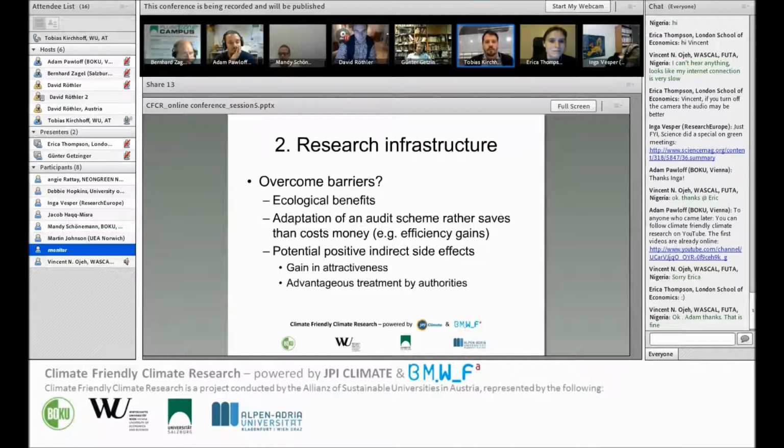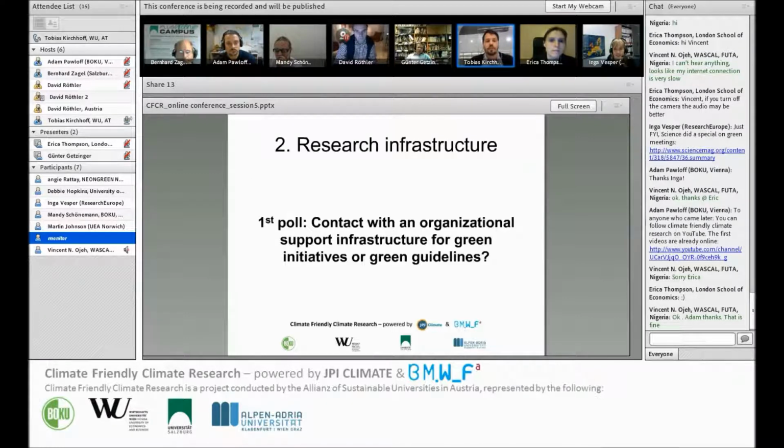How can we overcome these barriers? I think ecological benefits could be stressed a little more. It needs to be made more public that the adoption of audit schemes actually saves rather than costs money, at least in the short term, due to efficiency gains. And you also have potential positive indirect side effects when making your research infrastructure more climate friendly. On the one hand, this is a gain in attractiveness for researchers and students, but I have also heard about cases where you get advantageous treatment by authorities when you are, for example, EMAS certified.